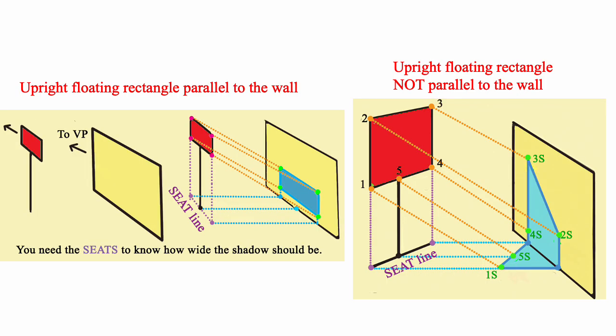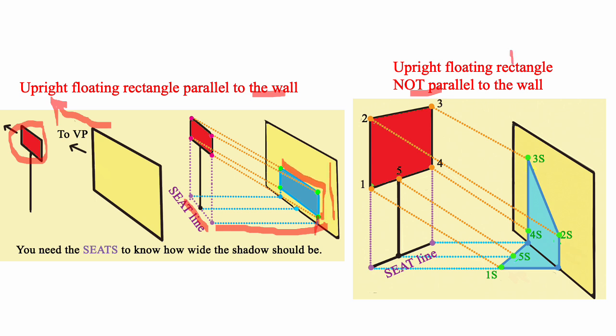These are upright floating rectangles, meaning they don't touch this casting surface. This one is parallel to the wall and this one is not. So in this first case, the wall and, let's call it a sign, go to the same vanishing point. Set up the seat line, and then the shadow lines happen to be horizontal here. They go up until they intersect the light. So the shadow ends up being parallel to the wall.